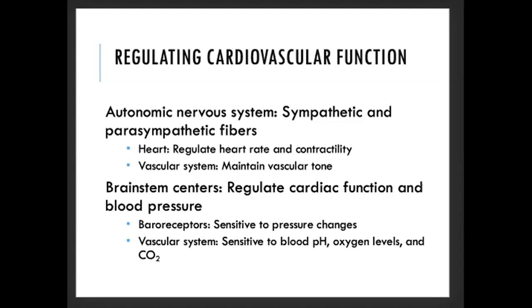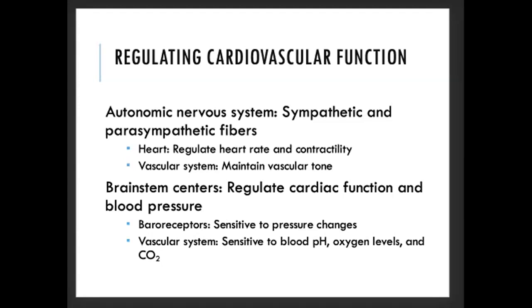We also have the brain centers, and these integrate feedback from our baroreceptors and our chemoreceptors in our body that are going to help regulate our cardiac function and our blood vessels. So the vasomotor center controls the sympathetic stimulation of the heart and the vascular system. And then we have the cardioinhibitory center, which controls the parasympathetic slowing of the heart rate.